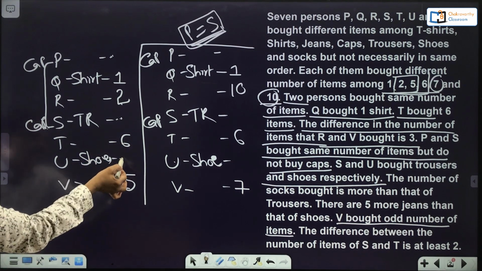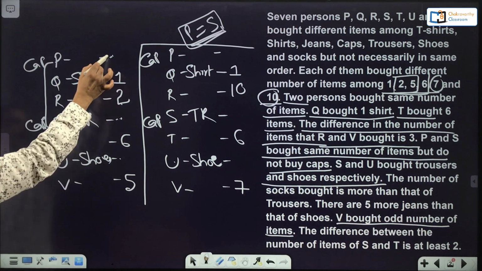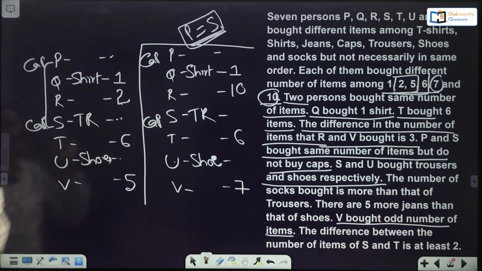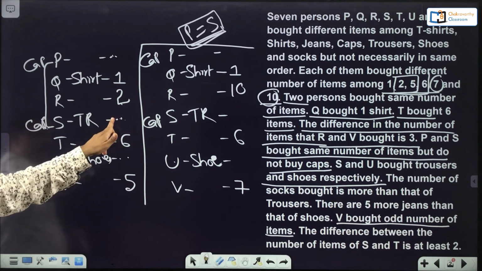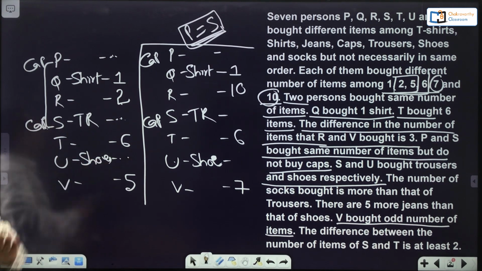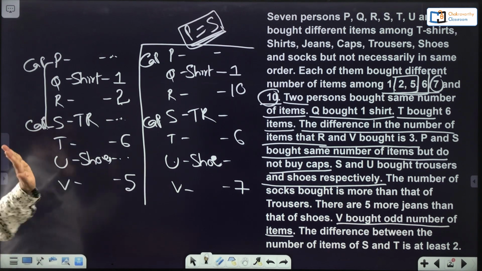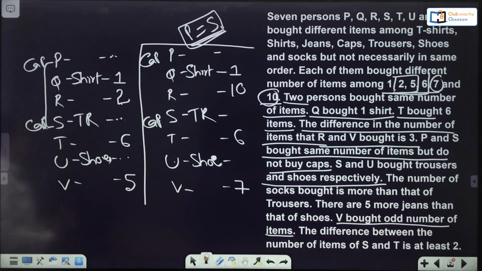Alright, even here also, 1, 2, 6, 5 are not possible here or here. I can keep either 7 or 10. Here also either 7 or 10. Of course here also either 7 or 10. Now students, with this information I cannot eliminate this one.